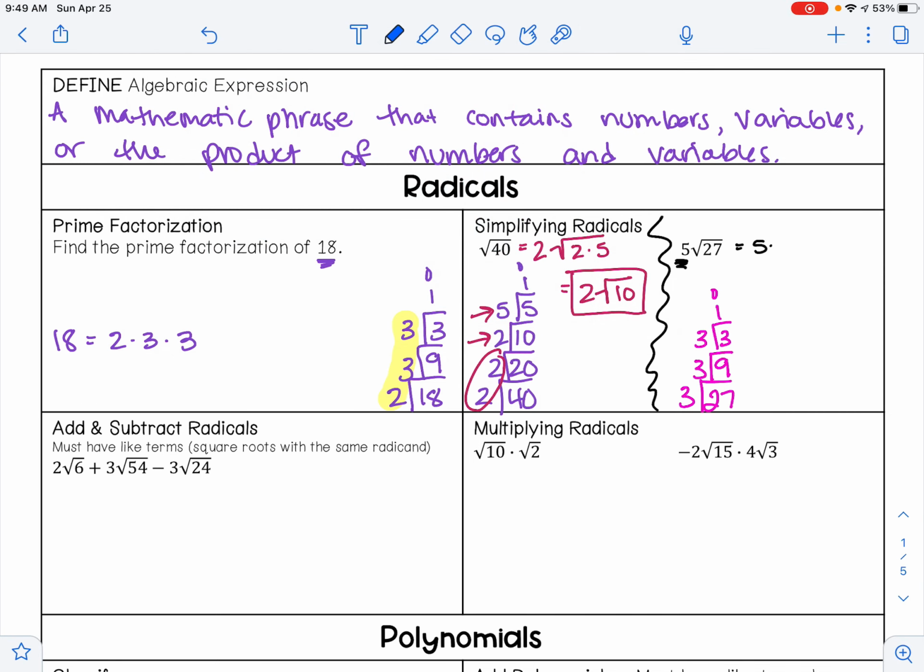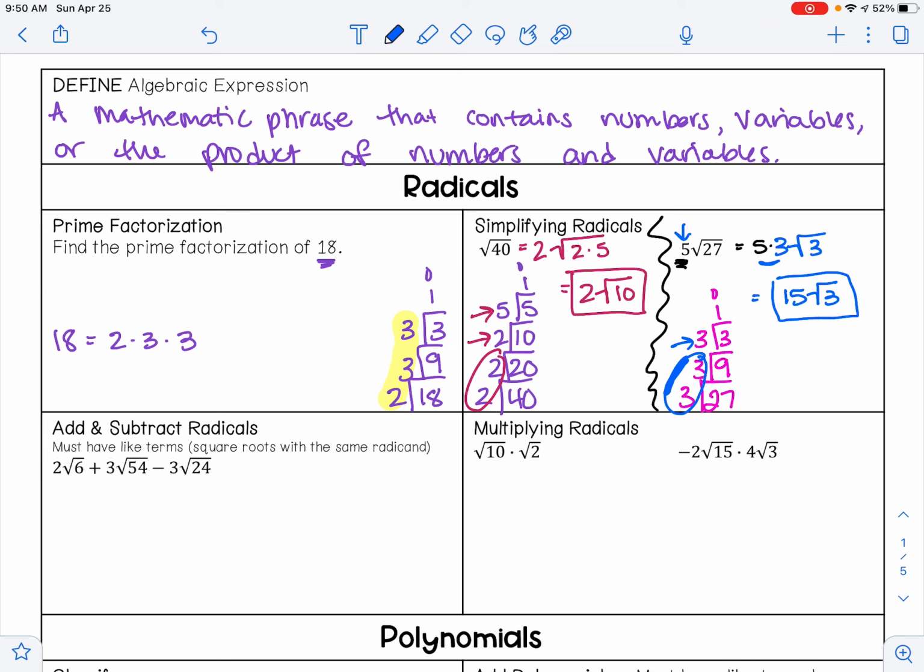Here I'm looking for pairs of numbers to leave my square root symbol. And so I have a pair of 3's that can leave the square root symbol. This 3 does not have a pair, so that 3 is going to stay inside. The 3 that we found outside is going to get multiplied by that coefficient of 5 that was already there. 5 times 3 is 15. So 5 square roots of 27 has been simplified to 15 square roots of 3.